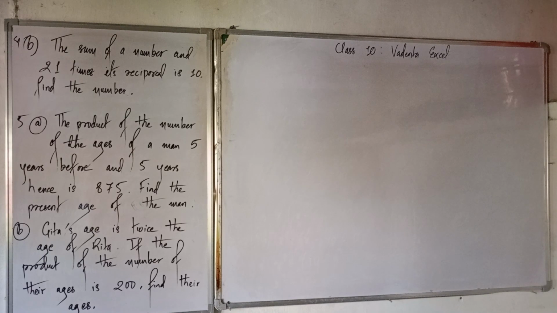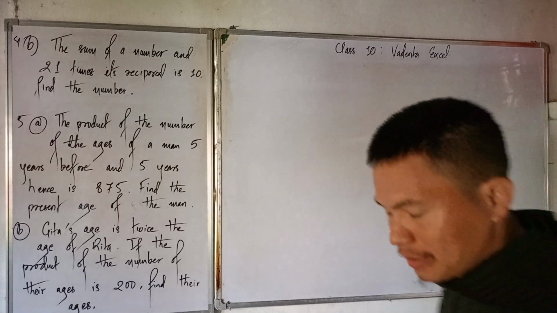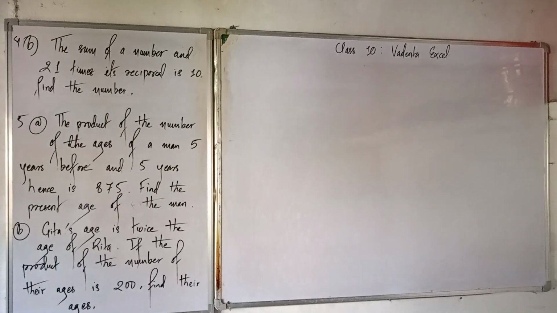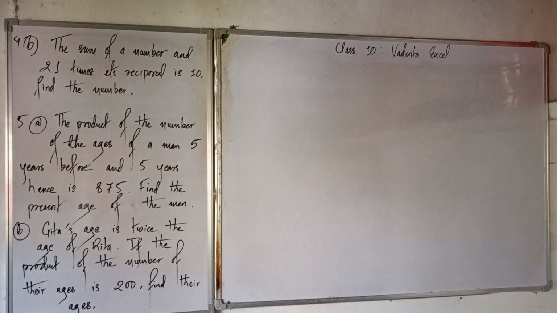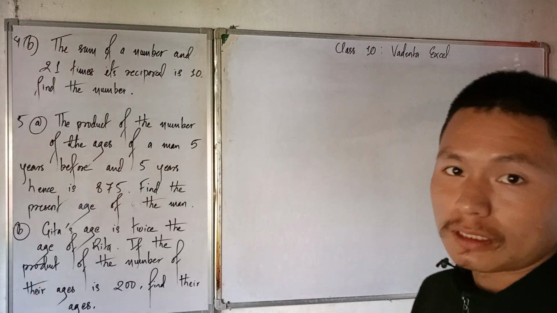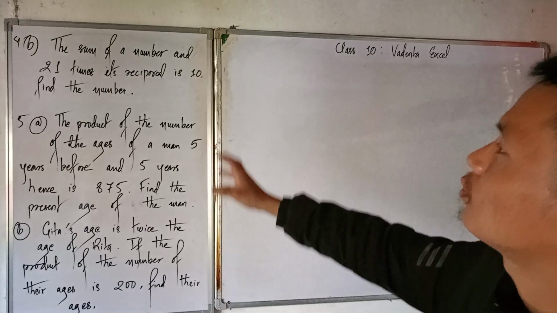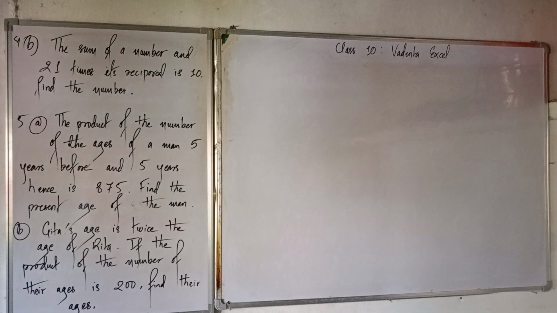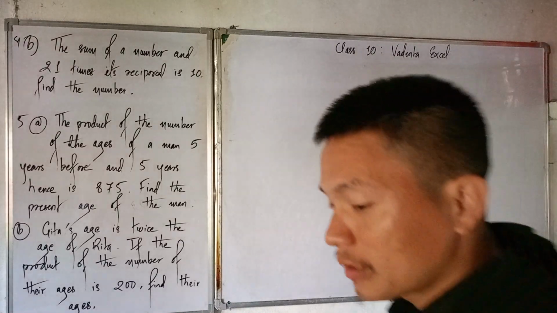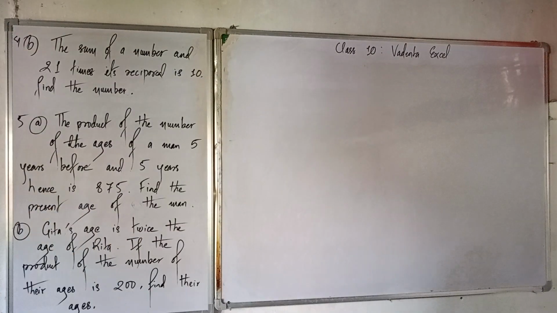So today we'll be continuing the rest of the exercise, that is the word problems of the quadratic equations. In the past we have done up to 4a from the general sections. Now we are doing 4b, 5a and b. By doing that, we'll be completing the general sections of these quadratic equations word problems.